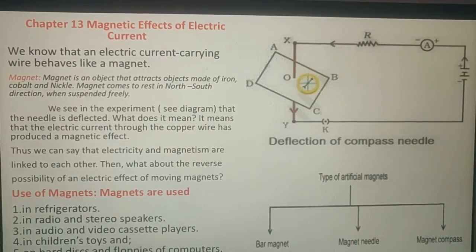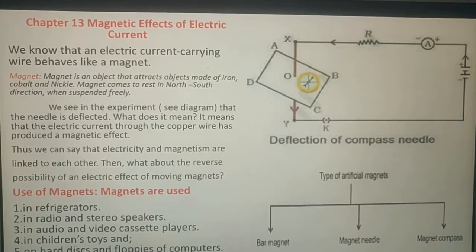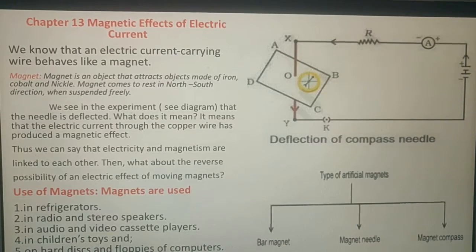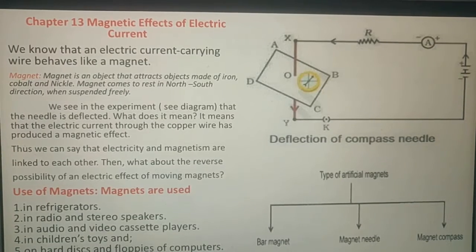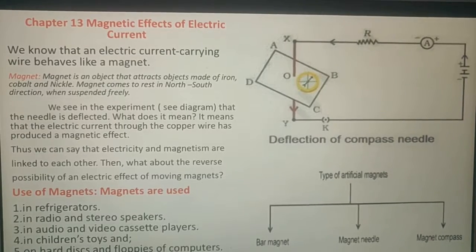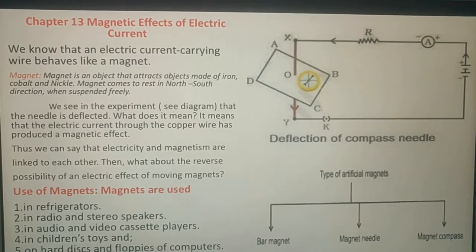Dear students, today I am taking your magnetic effect of current as per the CBSE syllabus from your NCERT book for class. Let us see the slide show. Chapter 13, Magnetic Effect of Electric Current. We know that an electric current carrying wire behaves like a magnet.